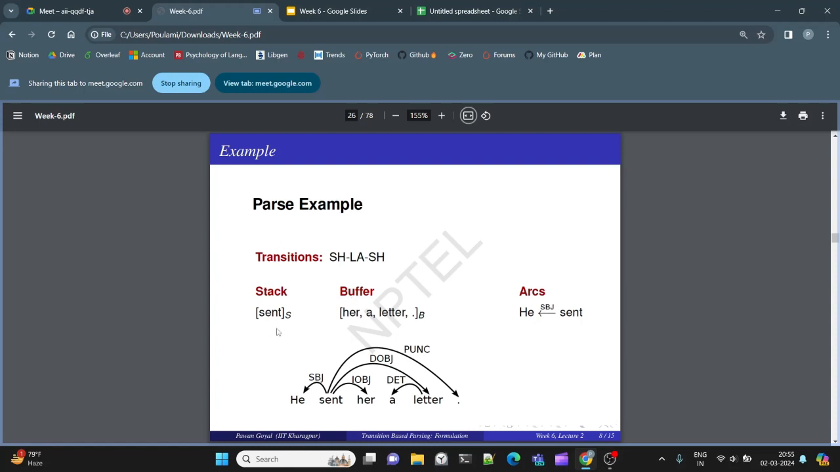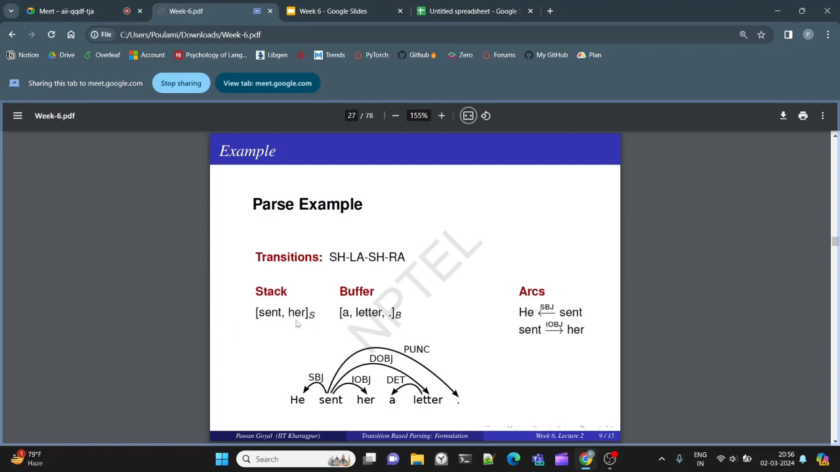So first I need to see, I have 4 options: left arc, right arc, shift and reduce. For left arc and right arc, I need to see is there a relation between sent and her. There is a relation, so I'll take a right arc over here. That is what we do over here, so her is moved to the stack. Next, I have 2 words in the stack, sent and her, and in the buffer I have a letter.